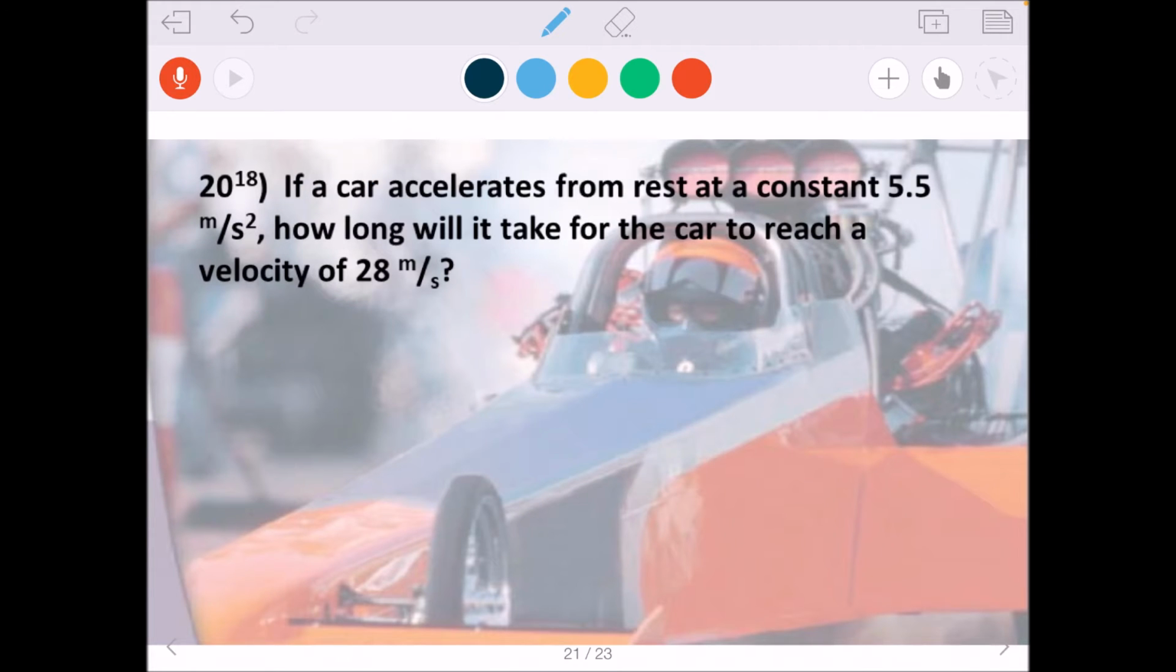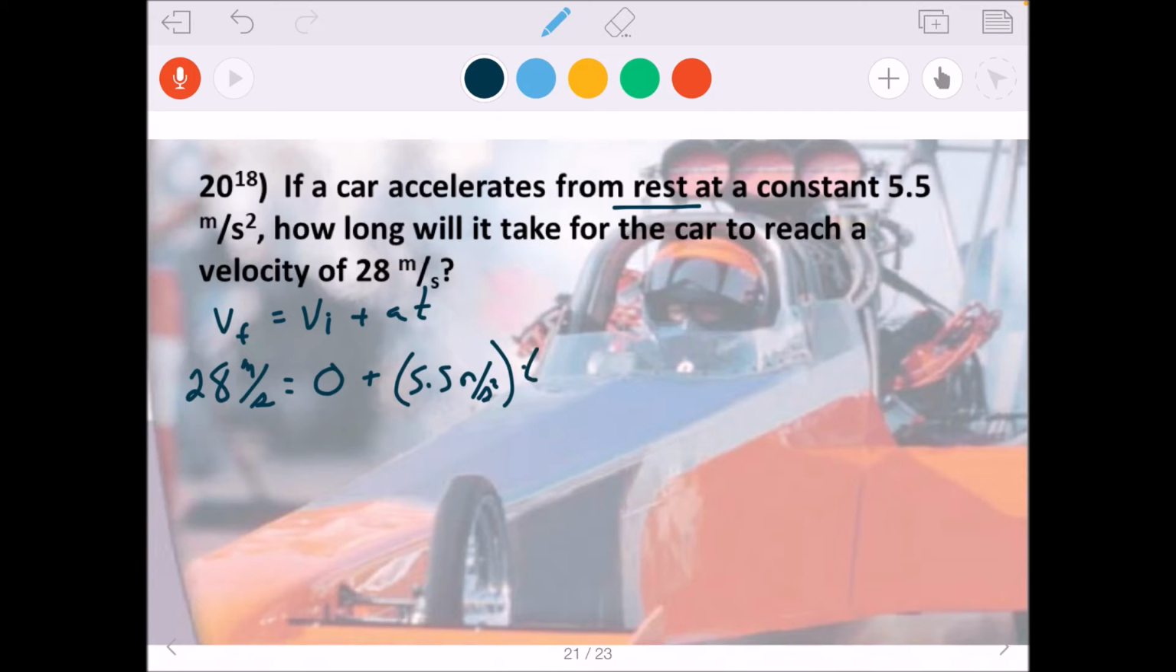If a car accelerates from rest at a constant 5.5 meters per second squared, how long will it take for the car to reach a velocity of 28 meters per second? So again, I'm using the final velocity is equal to initial velocity plus acceleration times time. My final velocity I want to be 28 meters per second. My initial velocity is 0 because it says it's starting from rest. My acceleration is 5.5 meters per second squared, and I want to know the amount of time.